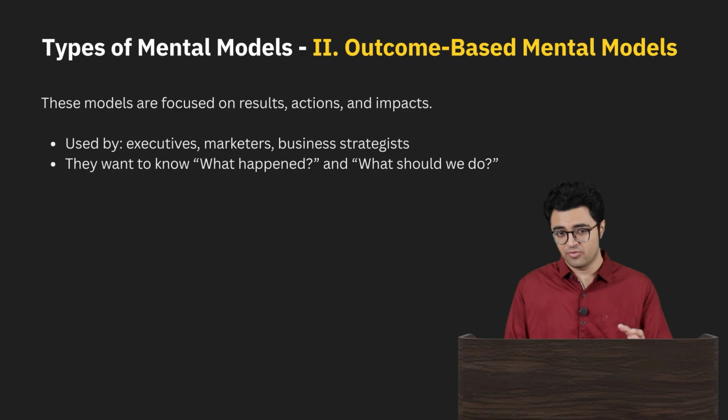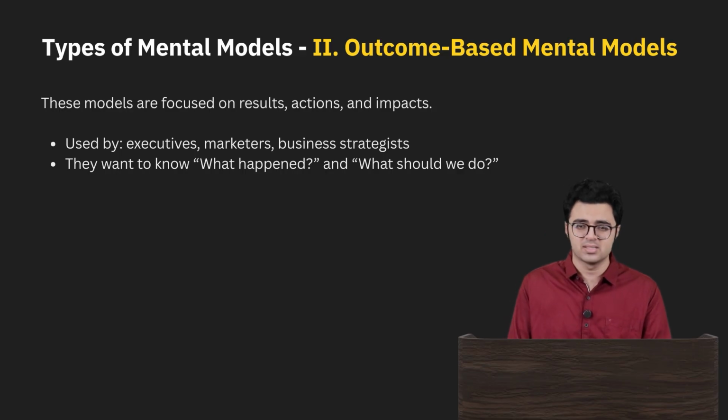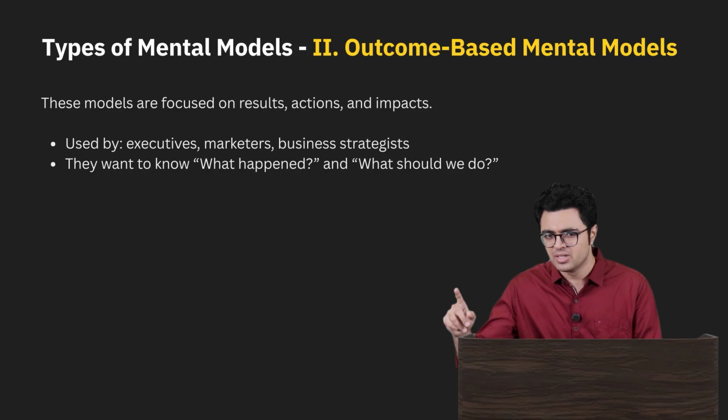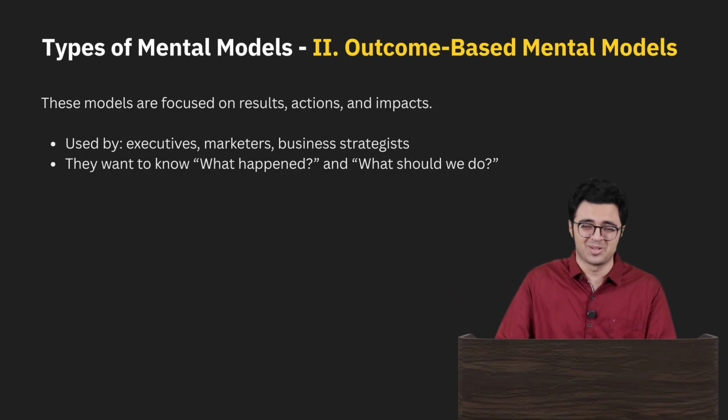As opposed to the functional mental model, the second mental model is the outcome-based mental model. These models are focused on results, actions, and impact. Some people who are more inclined towards using an outcome-based mental model would be executives, marketers, and business strategists. In that case, they want to know what happened and what we should do, not so concerned about how it happened, which is the question that the previous mental model asked.